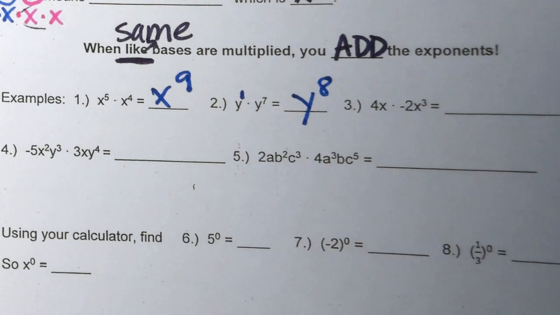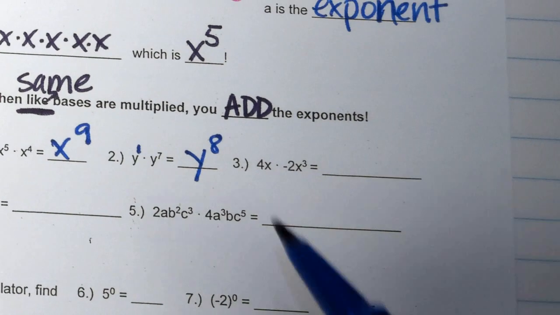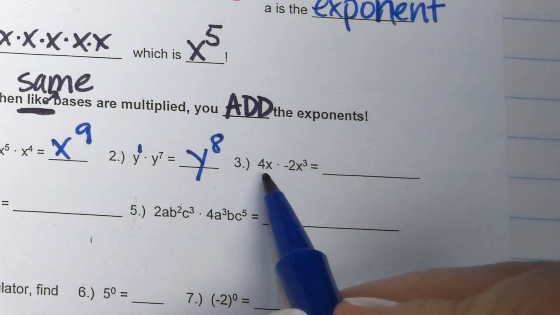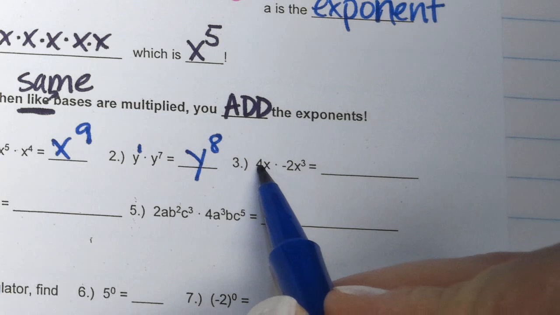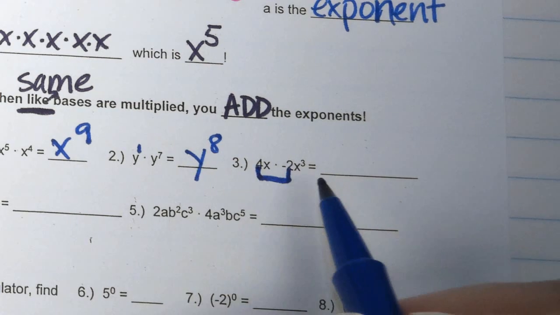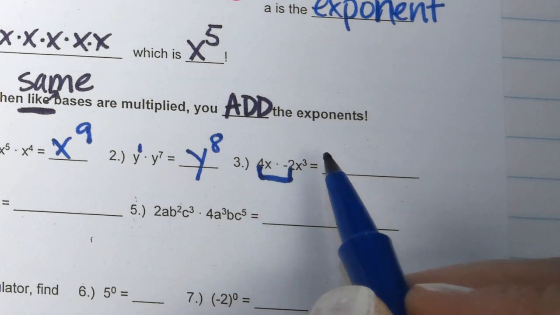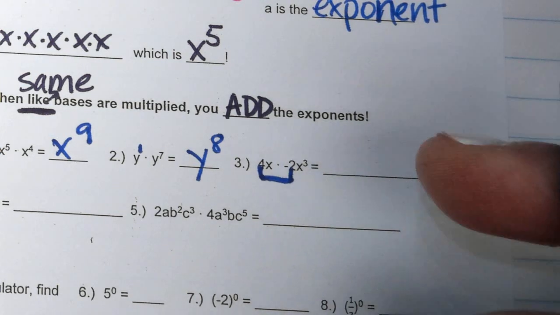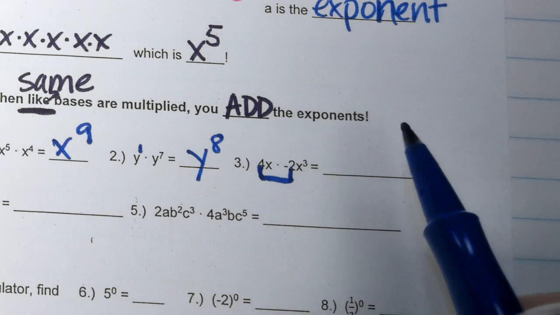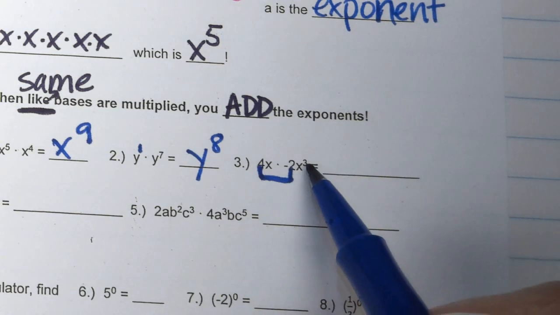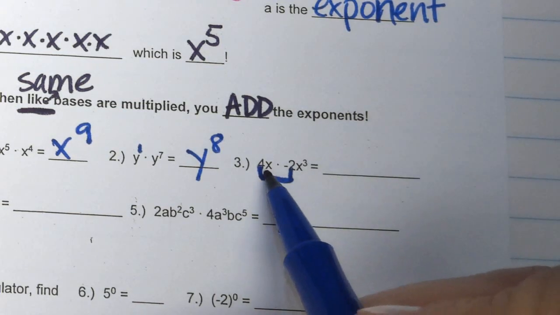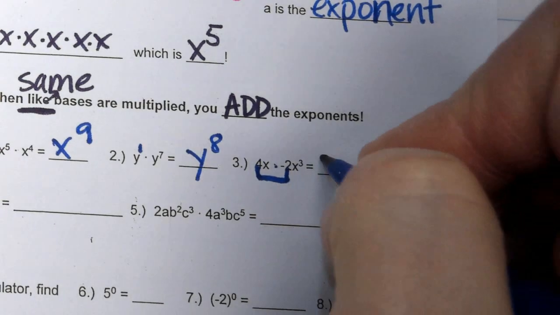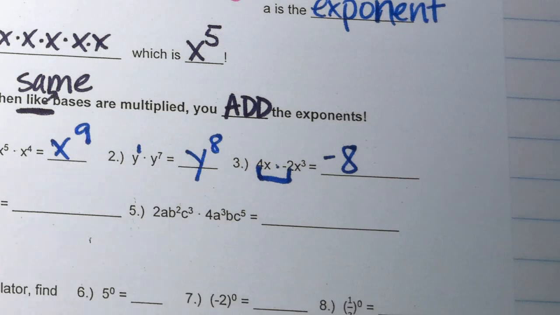Okay, look, we're going to make it a little more tricky here. We're going to put some numbers out in front. So what you have to do here, it's a two-step deal. You have to actually multiply these. When you have a 4 and a negative 2 and they're multiplied, you multiply them. There's no adding, there's no exponents on those numbers themselves. There's an exponent on the x, but there's not on the numbers. So we have to do that part first. 4 times negative 2 is negative 8.